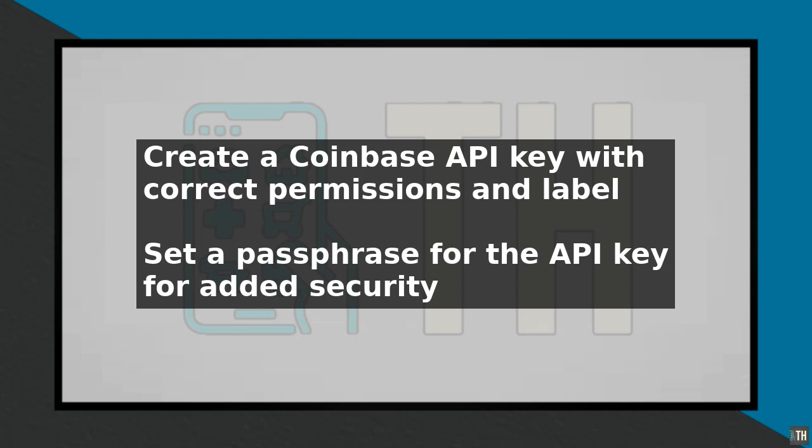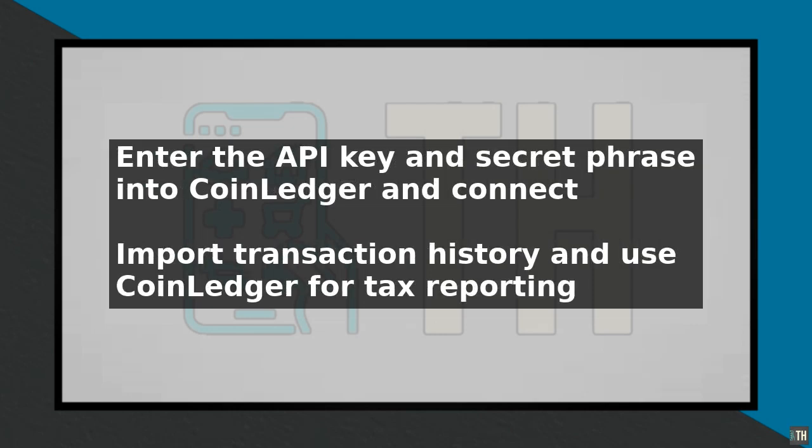Once you have created the API key, copy the API key and secret phrase and go back to the CoinLedger imports page. Enter the API key and secret phrase into the corresponding fields and click Connect. CoinLedger will then connect to your Coinbase account and import your transaction history. This may take a few minutes depending on the number of transactions you have. Once the import is complete, you will be able to see your Coinbase transactions in your CoinLedger account.